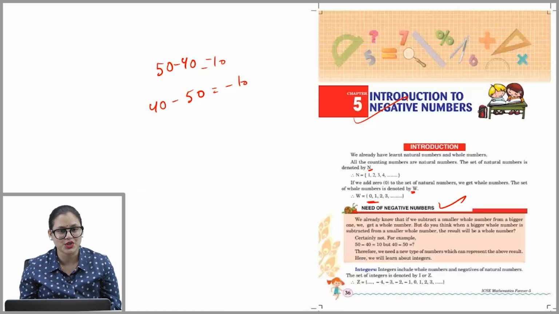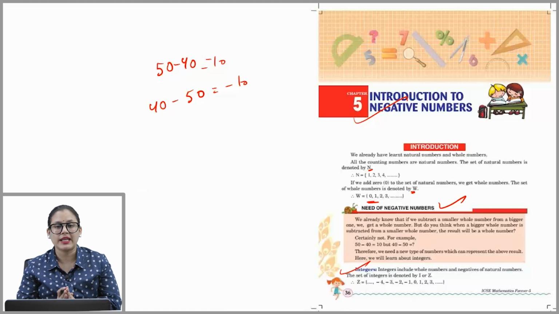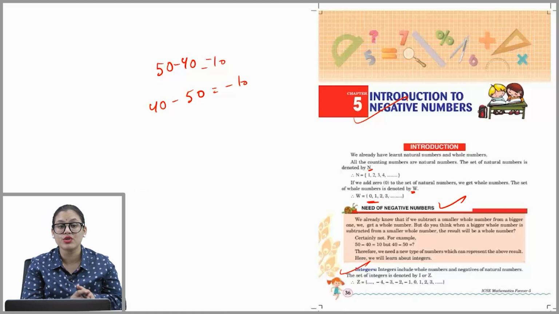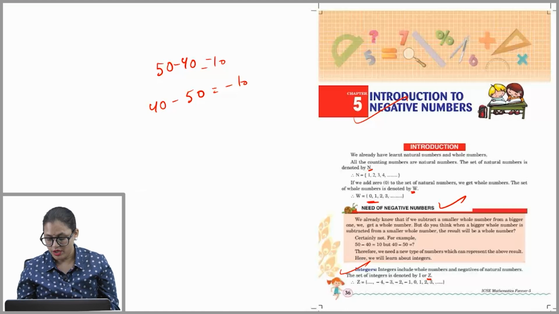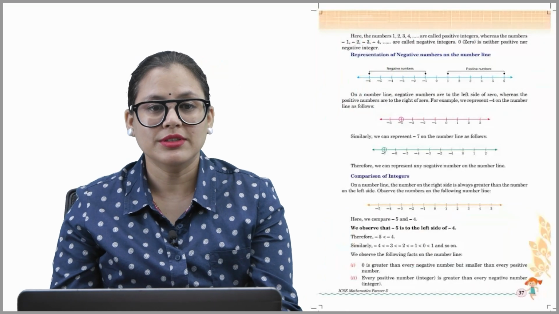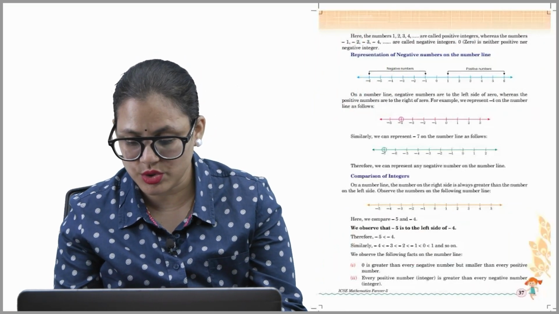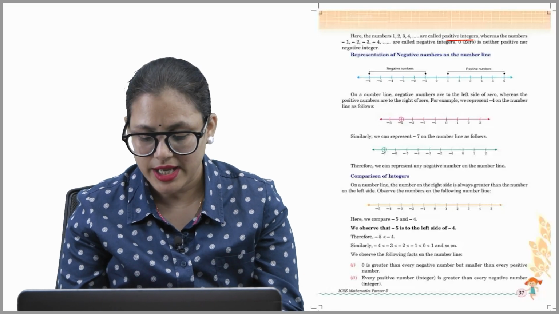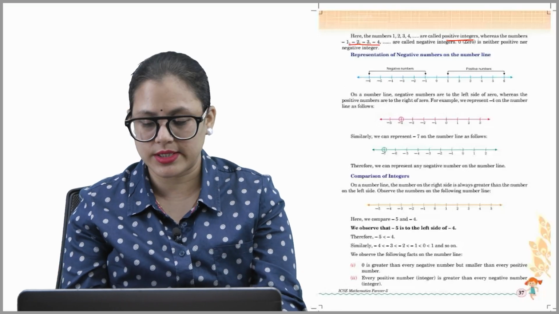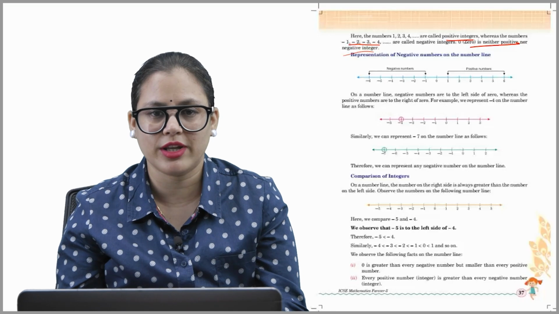So we need a type of number which can represent the above result. Here we will learn about integers. Integers include whole numbers and negatives of natural numbers. The set of integers is denoted by either I or Z. So the integers are like minus 4, minus 3, minus 2, minus 1, then 0, 1, 2, 3. The numbers 1, 2, 3, 4 are called positive integers, whereas the numbers minus 1, minus 2, minus 3, minus 4 are called negative integers. 0 is neither a positive nor a negative integer.